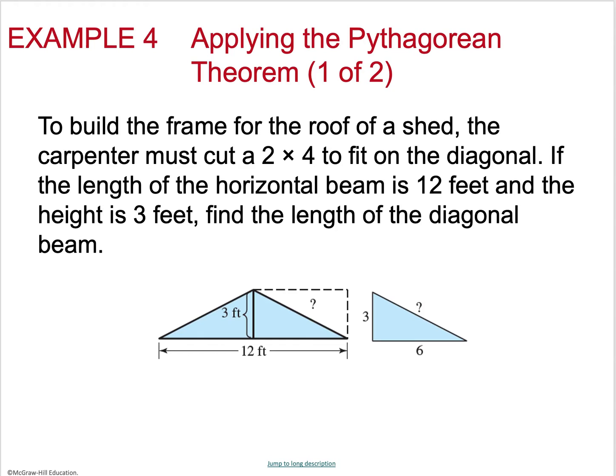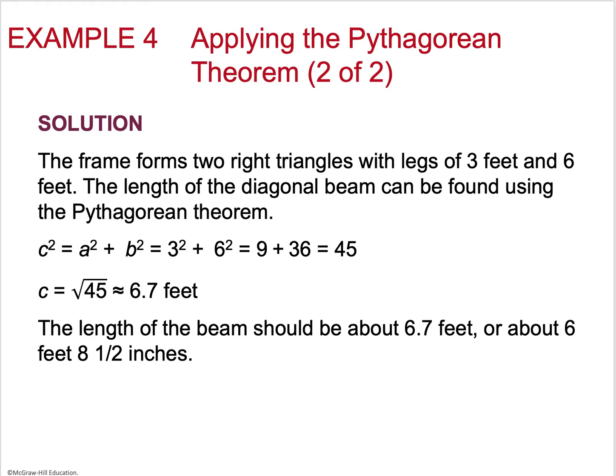Another example of this is when I'm taking that larger acute triangle and splitting it into two triangles. It forms two right triangles in that case, and I bisected 12 by hitting it at the halfway mark. So if I want to find the length of the diagonal beam, which would be the question mark in the problem, I'm going to need to do some math.